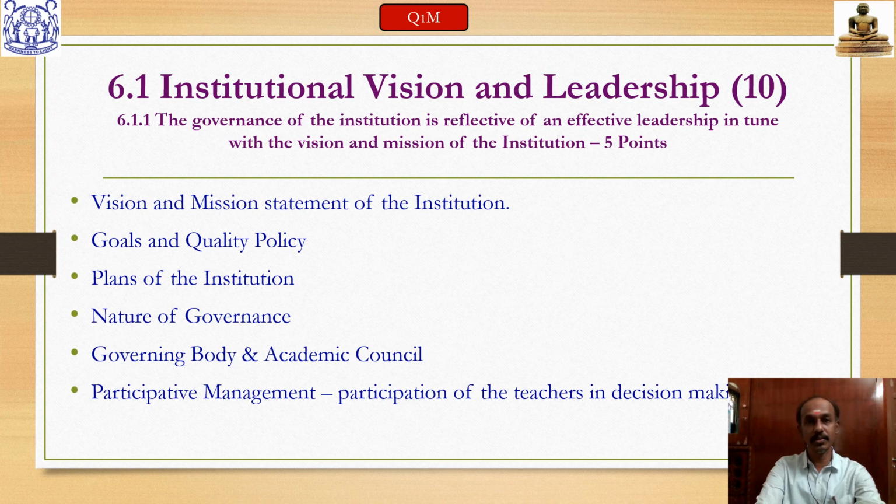6.1.1. The governance of the institution is reflective of an effective leadership in tune with the vision and mission of the institution. So, how many of you know what the DB Jain College vision and mission statement is? What are their goals and quality policy? I hope it is available on our college website.